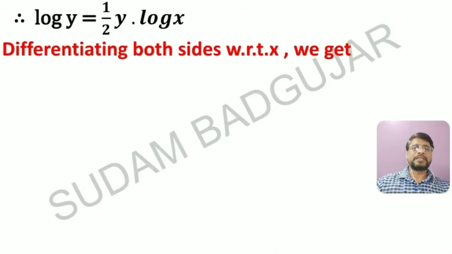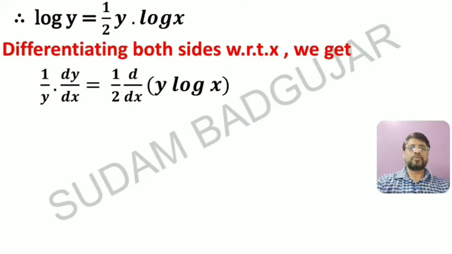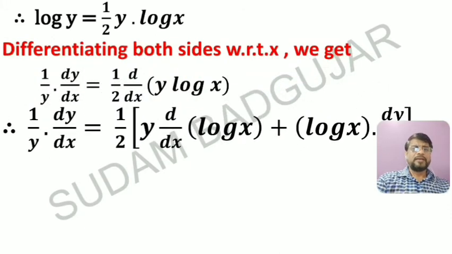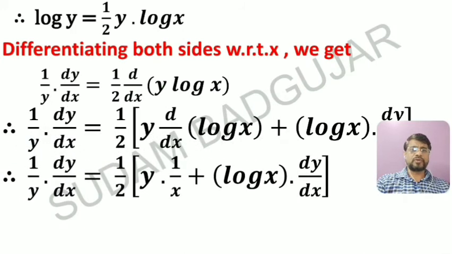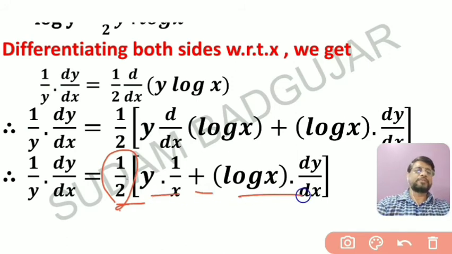And now differentiating this, you will get derivative of log y is equal to derivative of RHS. What is the derivative of log y? 1 upon y into dy by dx is equal to 1 by 2 into bracket. Just apply the product rule here: y into derivative of log x plus log x into derivative of y, that is dy by dx. It becomes 1 upon y into dy by dx is equal to half into bracket y upon x, meaning y into 1 by x, plus log x into dy by dx. Now open this bracket, meaning each term is multiplied with half: half into this one plus half into this term.